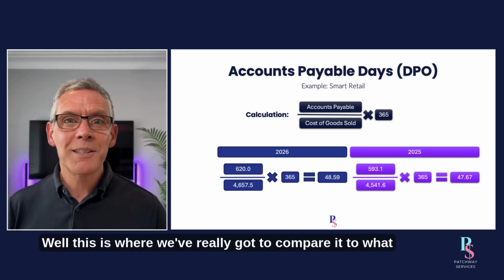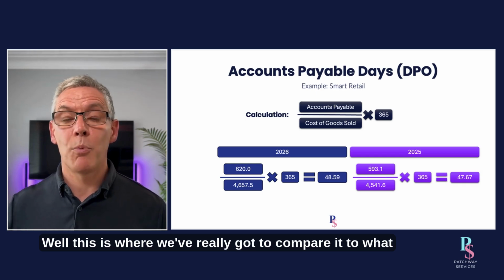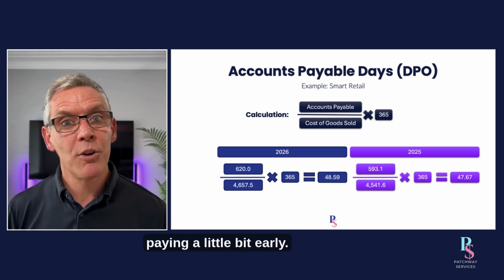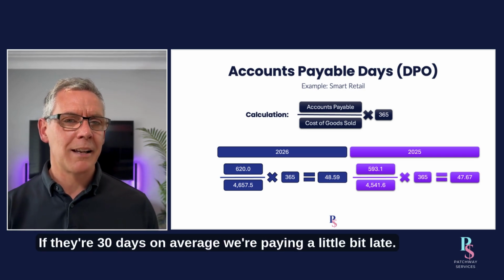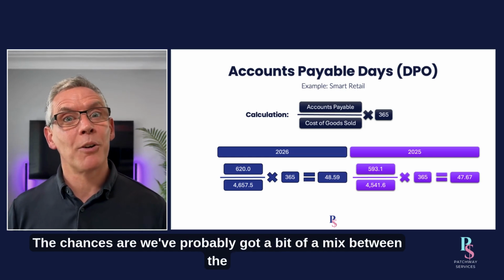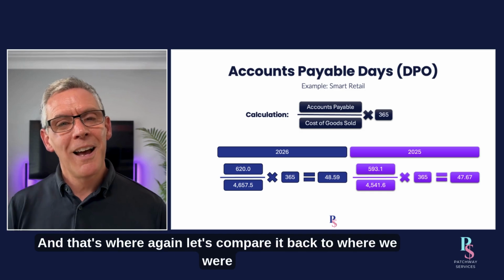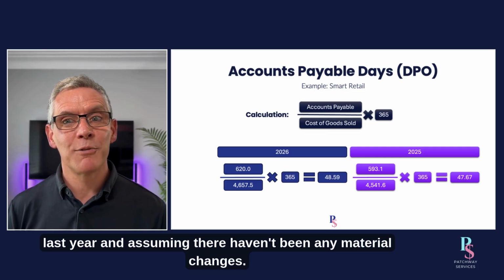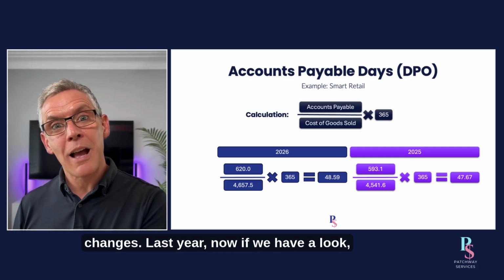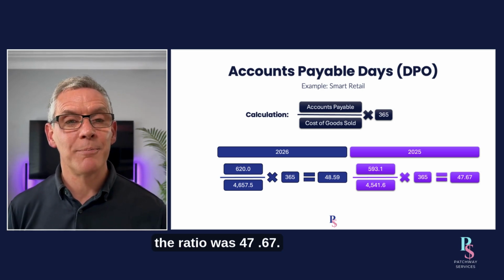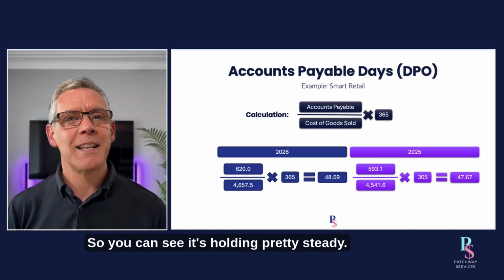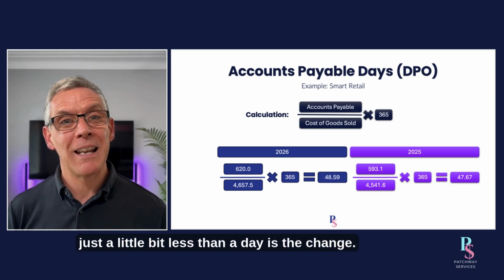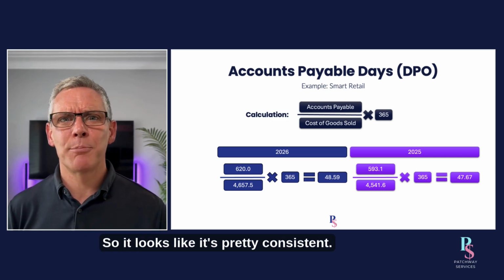Now again, is that good? Well, this is where we've really got to compare it to what our typical trade terms are. If our trade terms were 60 days, then maybe we're paying a little bit early. If they're 30 days on average, we're paying a little bit late. The chances are we've probably got a bit of a mix between the two of those. And that's where, again, let's compare it back to where we were last year, assuming there haven't been any material changes. Last year, the ratio was 47.67. So we can see it's holding pretty steady. We're marginally longer this year, but just a little bit less than a day is the change. So it looks like it's pretty consistent.